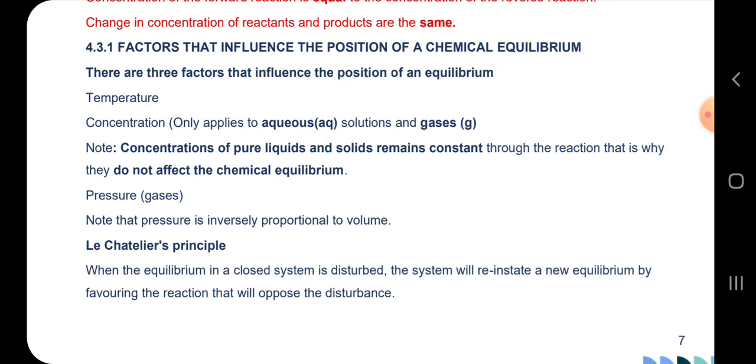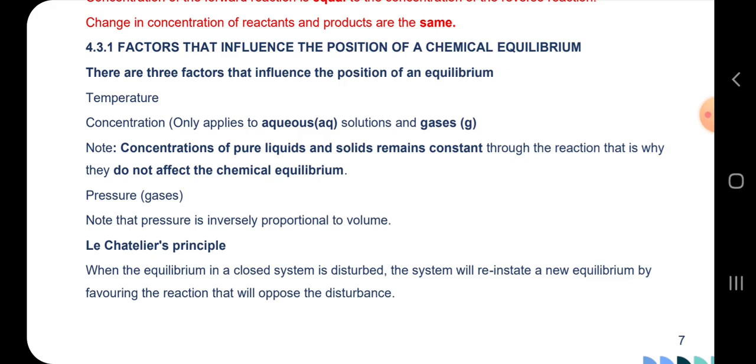Concentration only applies to aqueous solutions and gases. So when we have a chemical reaction, in the brackets there should be an aqueous solution, AQ or G. Concentration only applies to those ones. The concentration of pure liquids and solids remains constant through the reaction. That is why they do not affect the chemical equilibrium. So the concentration of pure liquids does not affect chemical equilibrium.